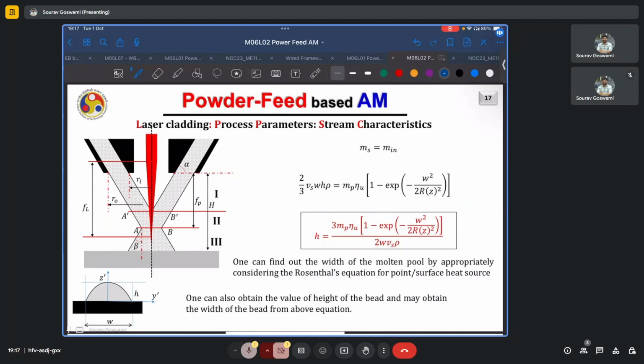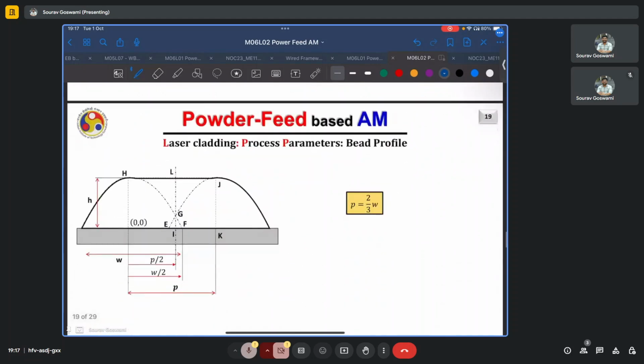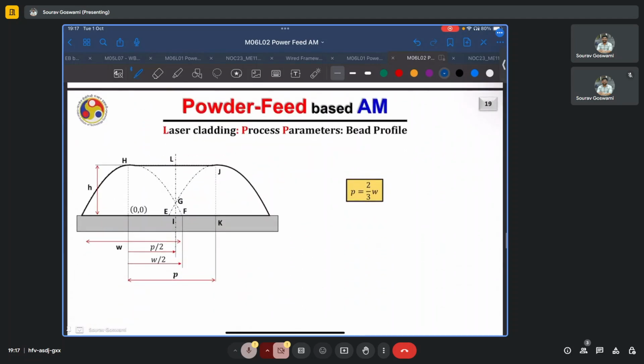One can also obtain the value of height of the bead. You may obtain the width of the bead from the above equation. So similar to our previous case, we can see that again, for the purpose of maintaining a flat surface between two successive beads in the same plane, we can come up with an expression for the optimum step over distance based on some geometric assumptions.